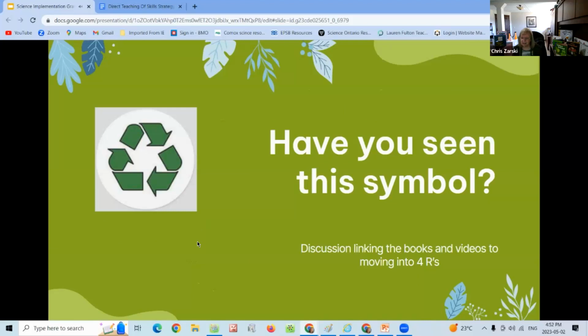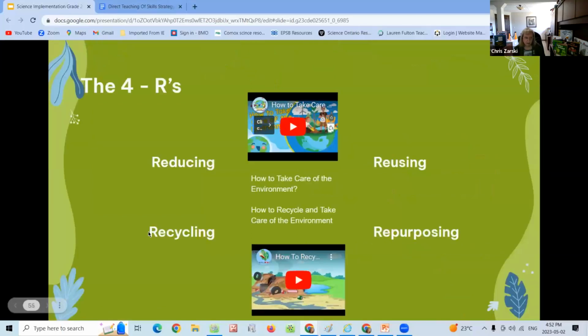Again, a symbol that they should be familiar with, right? We can just ask them, have you ever seen it? Where have you seen it? What does it mean? What do we do with it? How does it help us when we're putting our garbage together? Some kids will say, we don't do anything, we just throw everything in one bag, right? Then we have a conversation about how that helps our environment. So again, it's that opportunity to get into the 4 R's.